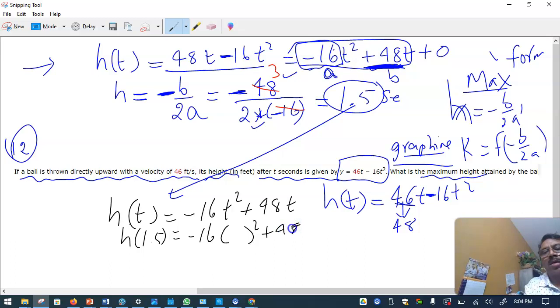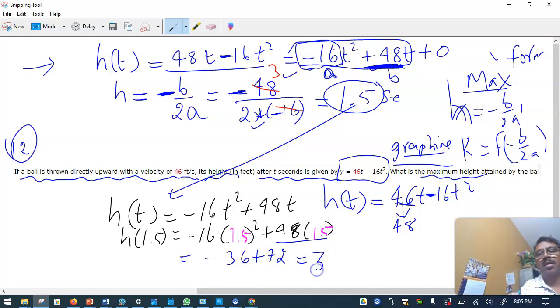Let me put the color to plug it in. So it is 1.5, 1.5. And you can use your regular calculator, TI-85 or Nspire. So this is going to be minus 36 here, and if you multiply the other term, you get plus 72, and you end up getting 36 feet. So this is the answer.